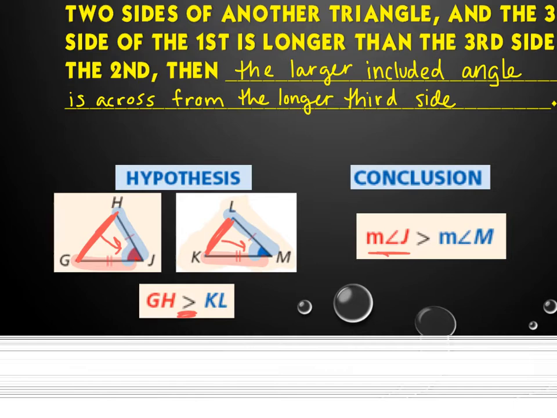Wait, Ms. Carver, what's the difference between that and the hinge theorem? So this is the converse of the hinge theorem, so it's just the flip. The last one told us if the angle is bigger, then the side opposite of that triangle is going to be longer. This one tells us if the side is longer, then the angle opposite is going to be bigger.